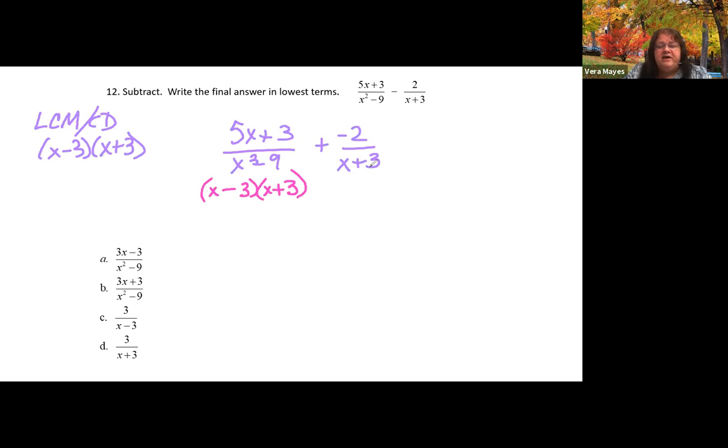Second fraction said, do you have my x plus 3? I'm like, yep. And they're like, you got me, you're good. So now if I want to add these guys together, their bottoms need to match.